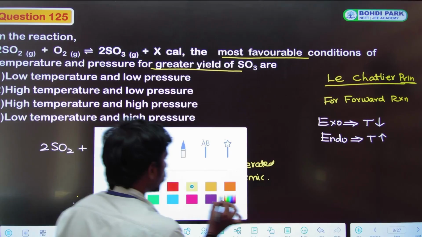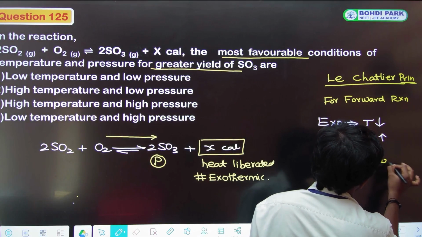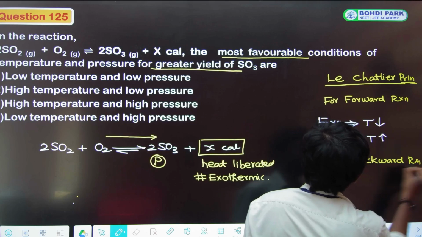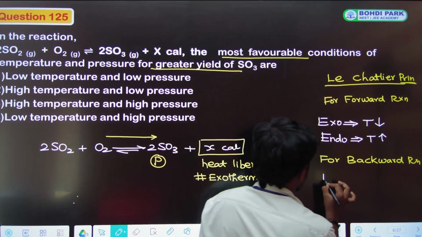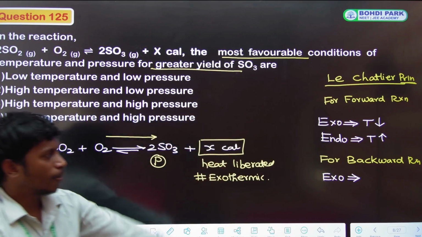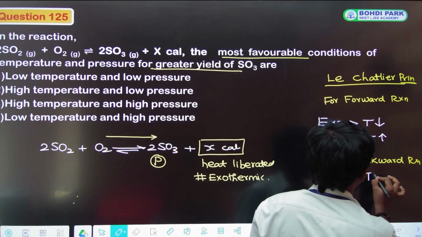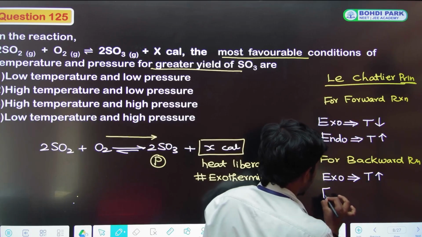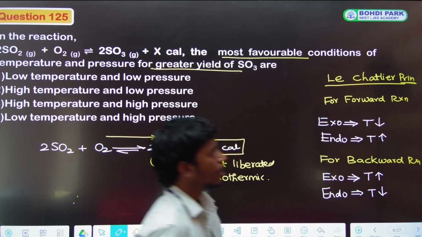Similarly, for backward reaction, in order to get it, if your backward reaction is exothermic, temperature must be increased. And if it is an endothermic reaction, the temperature must be decreased to get a backward reaction.